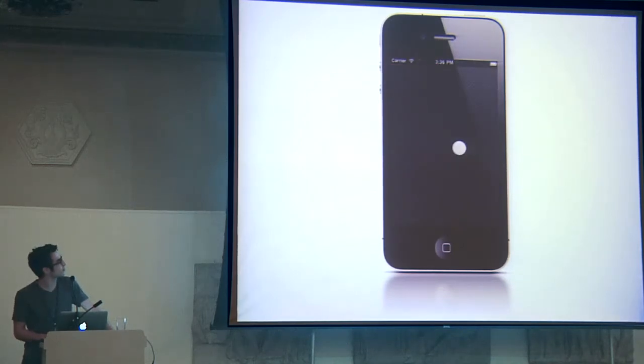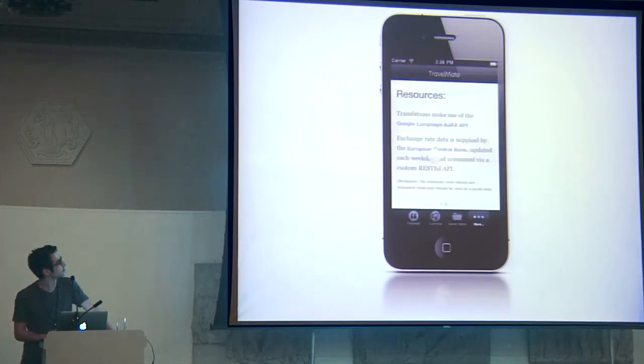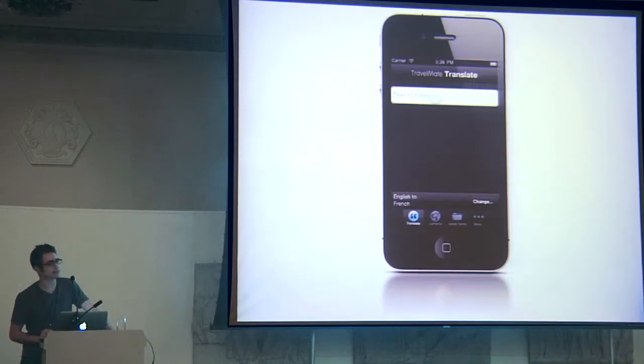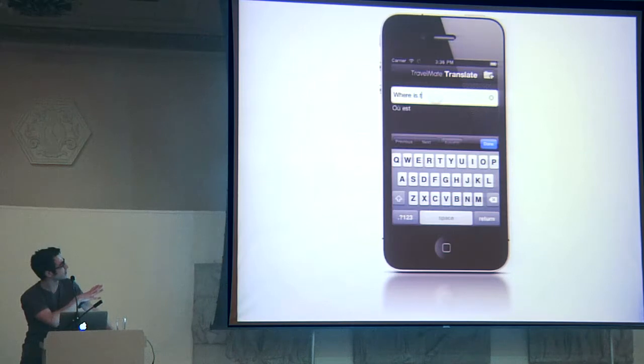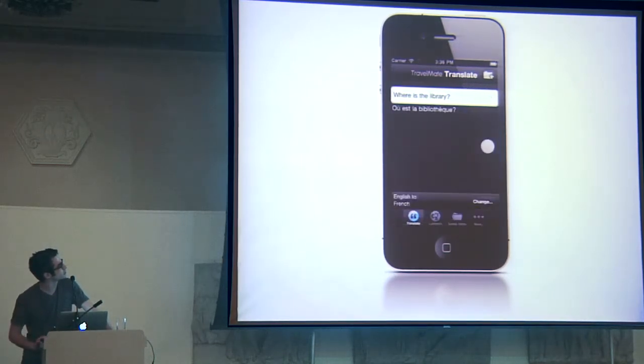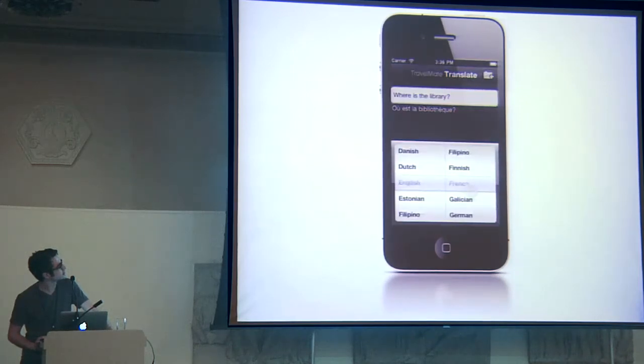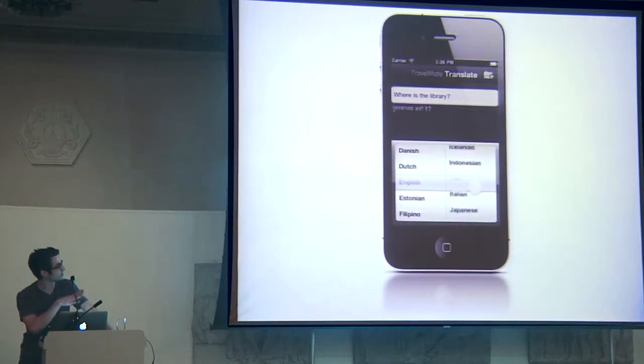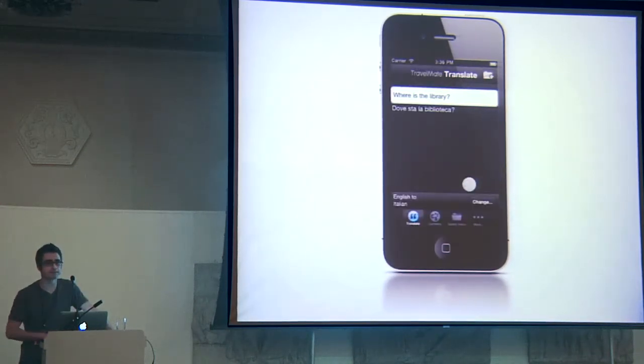This first one is Travelmate. Again, this is a web app, built with JavaScript. You can see we have things like a carousel. This one's a little translation tool. We have these pickers. And again, that's all being done just in a web app.